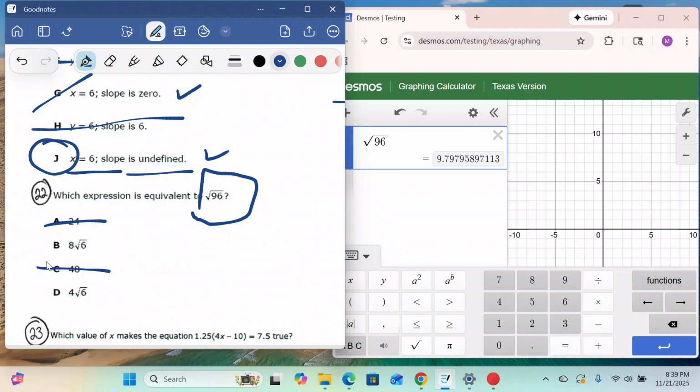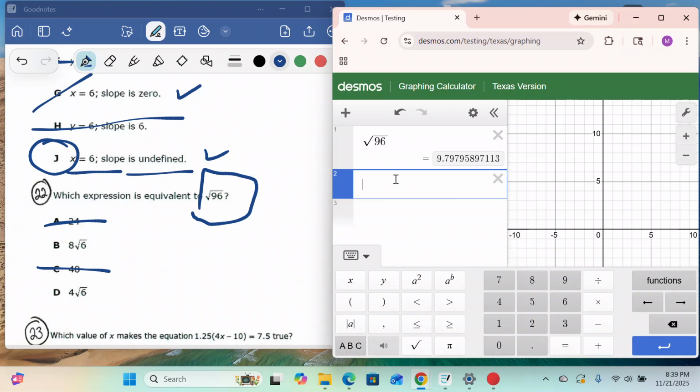Now we have a 50-50 chance to get it right. So on the second one, I would input 8 square roots of 6, and we just input it the way we see it, 8 square roots of 6.